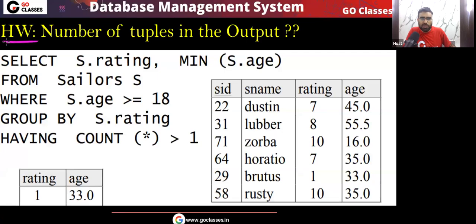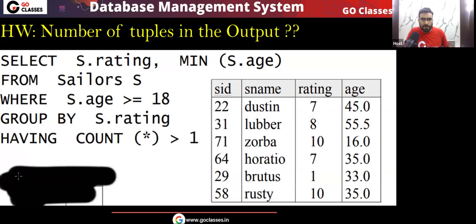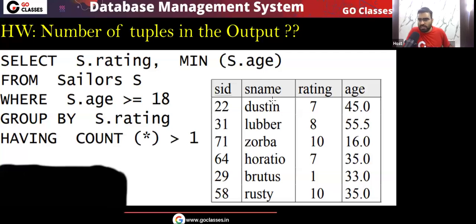This is a homework question. Will you try this? Let me know. Find the number of tuples in the output. This SQL query is given to you. Here we have group by and we have a having clause also. These tables are given to you. So please pause the video and put your answer in the comments. I provided the answer in the next slide, but I'm not showing it here. You pause the video, try this, and write your answer in the comment.